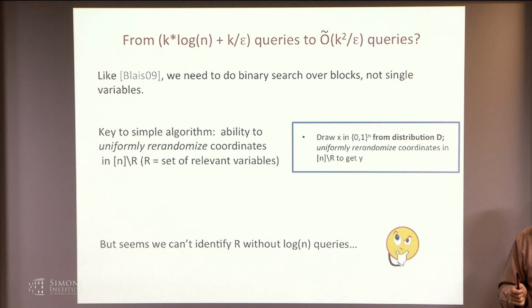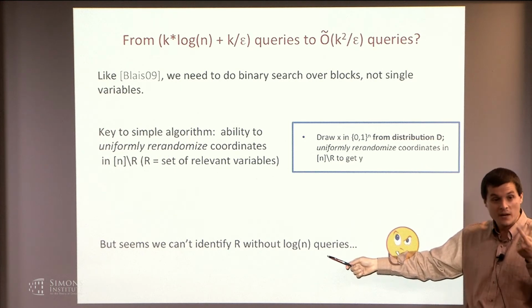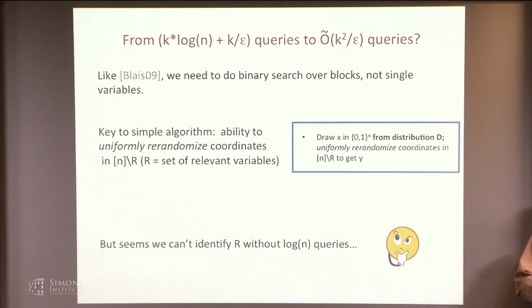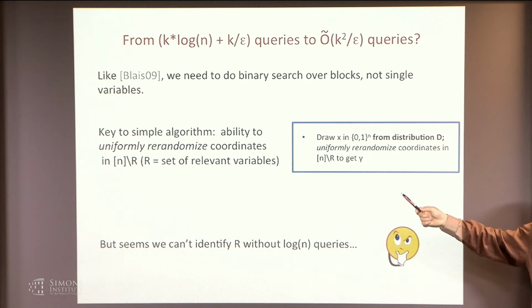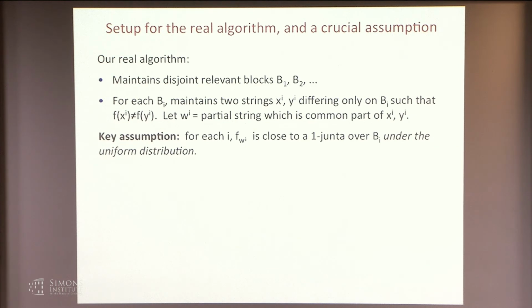But it's weird because we don't know what this set is, certainly. I can't even figure out the name of a single variable unless I make log n queries. So it feels a little bit like a chicken and egg thing. How am I going to re-randomize these coordinates outside that set without knowing what is in that set? Okay? So we'll see that that's exactly what we are able to do, and being able to do that is the key to the result.